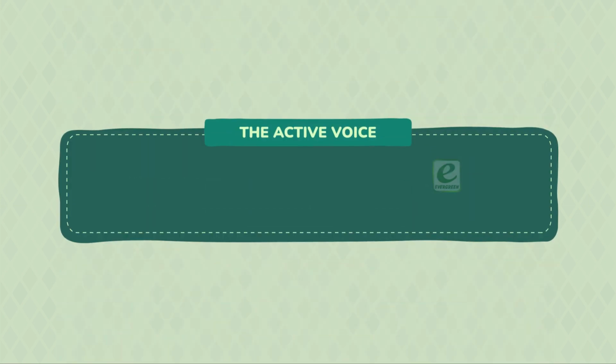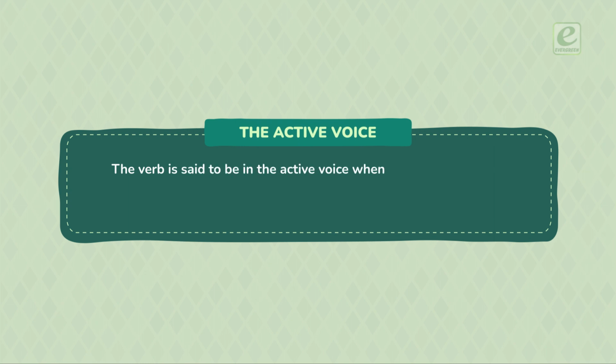The active voice. The verb is said to be in the active voice when the subject acts, as: Dogs kill cats. Mohit is eating apples.